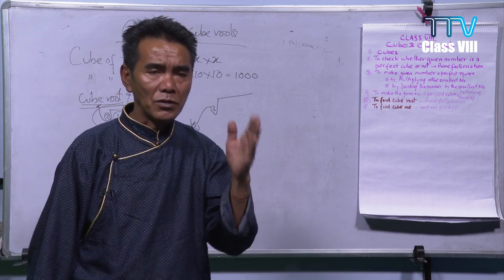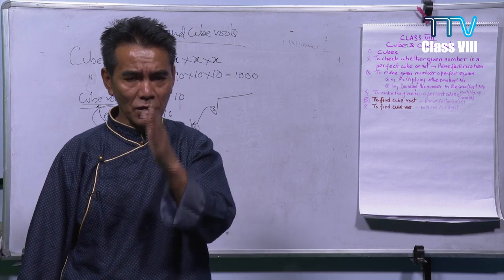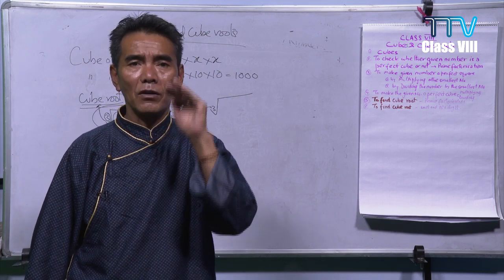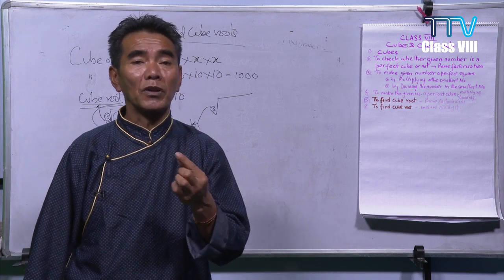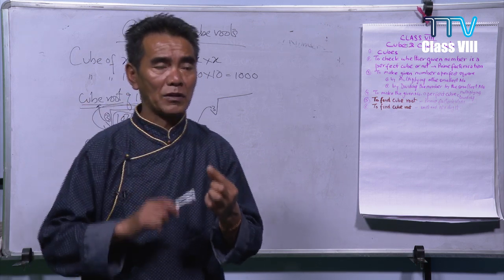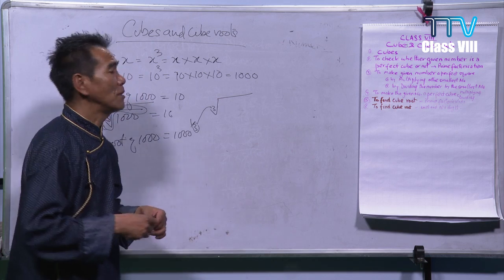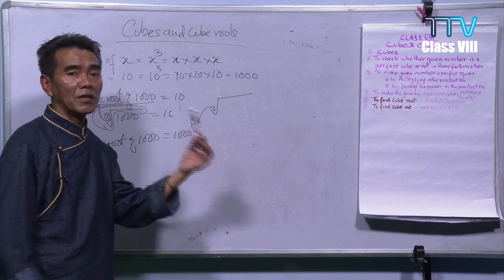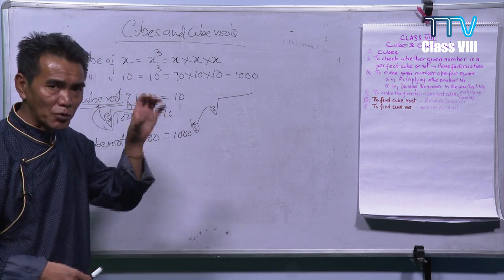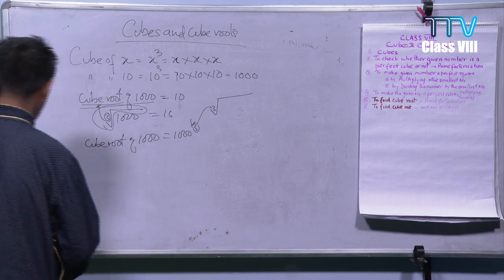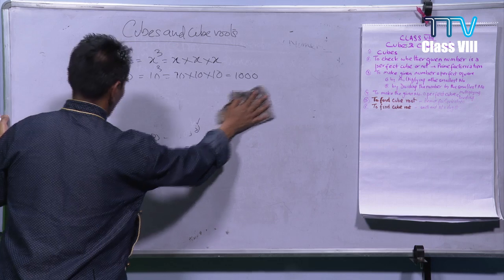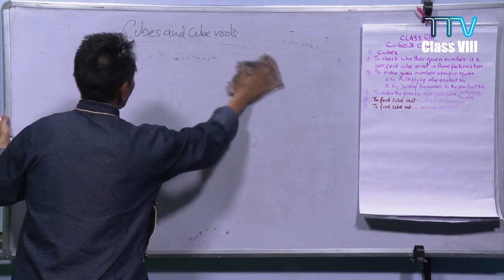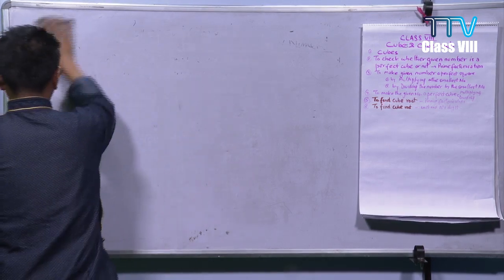Cube of 5 is 125, so the cube root of 125 is 5. Okay, when we do the cube, first the cube properties: the cube of the first 9 natural numbers, properties. Right.